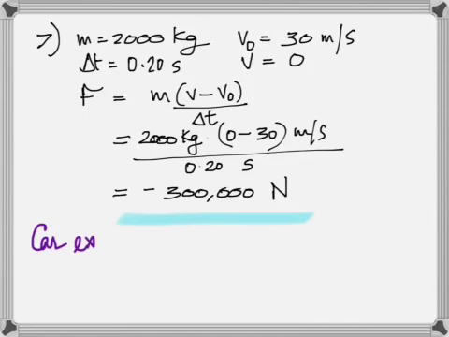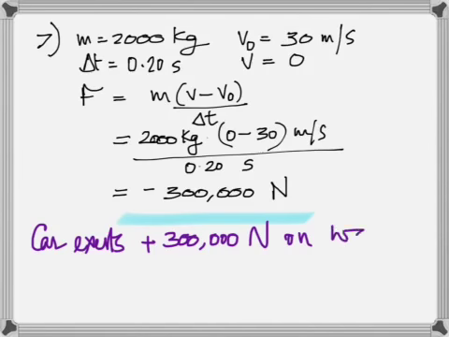This is the force exerted by the brick wall on the car. Now to find the force exerted by the car on the brick wall, just take the opposite. You get plus 300,000 newtons.